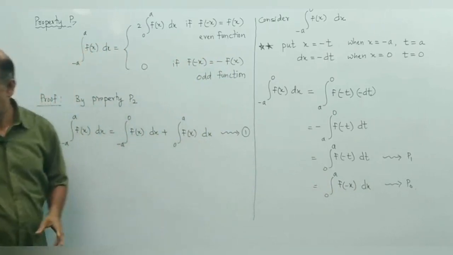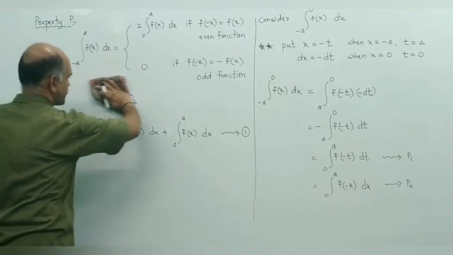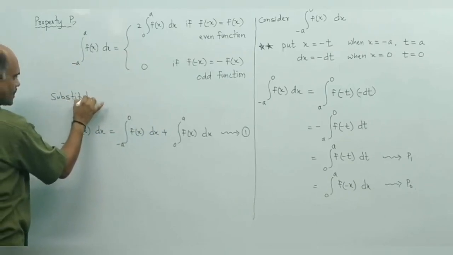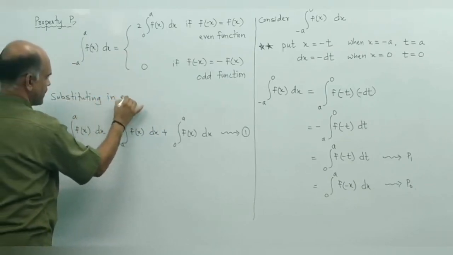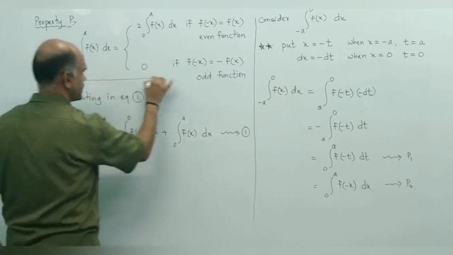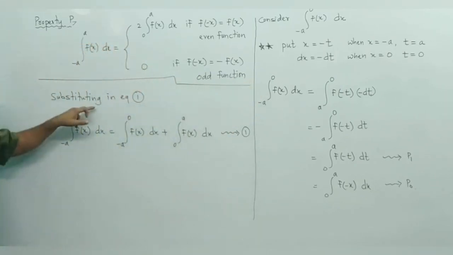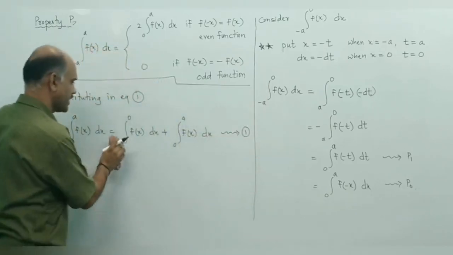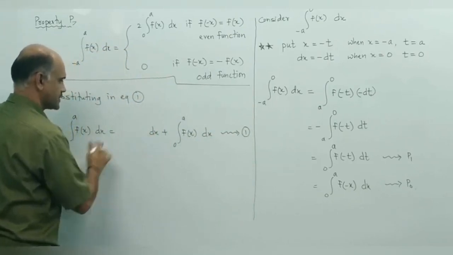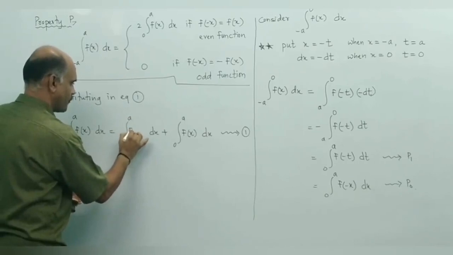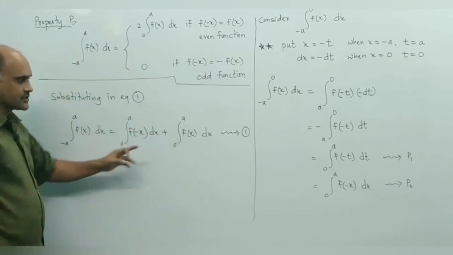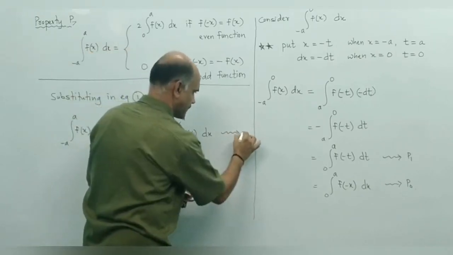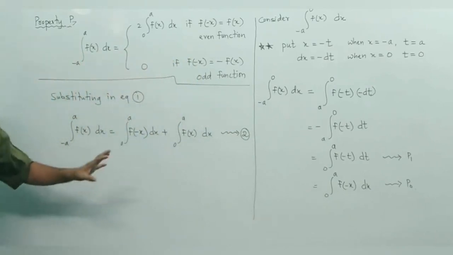You substitute over here. So substituting, I will change in this only. Substituting in equation 1, this term changes. Integral minus a to 0 of f of x becomes 0 to a of f of minus x dx. So this is integral 0 to a of f of minus x dx. This I will take as equation 2. This is equation 2. Clear students?